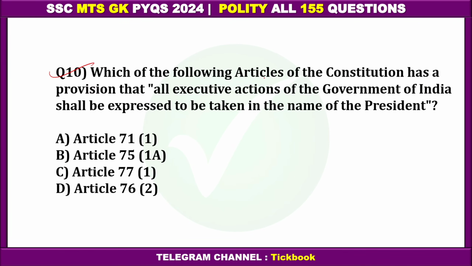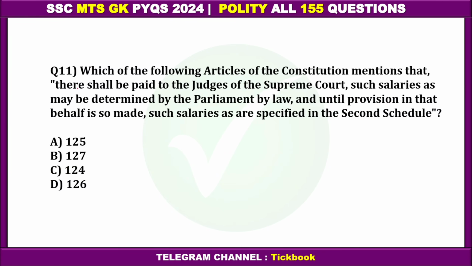Question number 10, which of the following articles of the Constitution has a provision that all executive actions of the Government of India shall be expressed to be taken in the name of the President? Option number C, Article 77 plus 1.